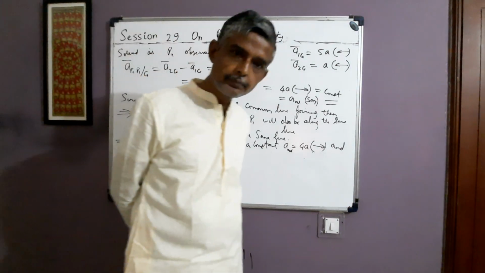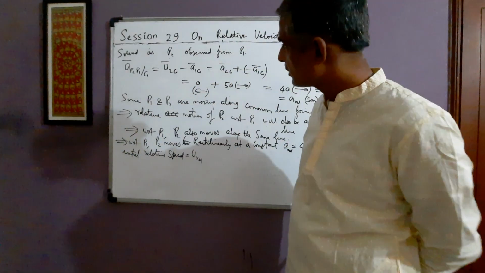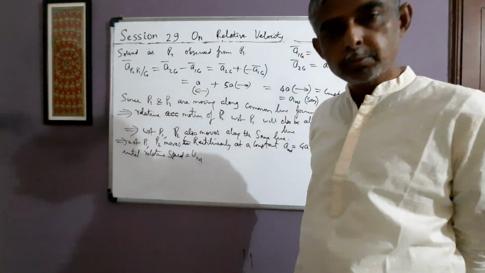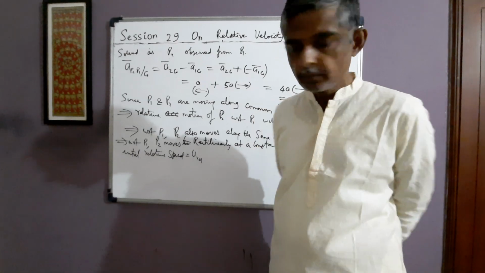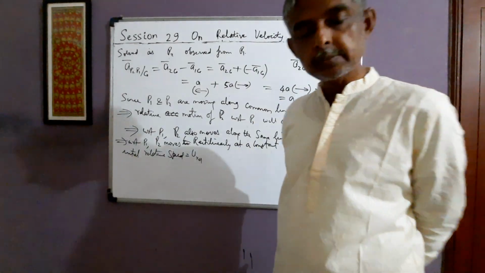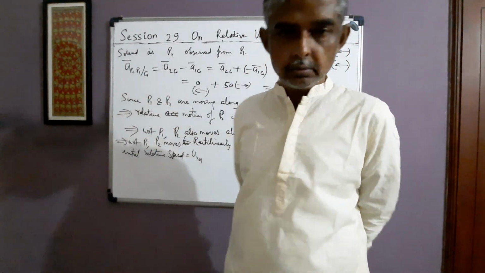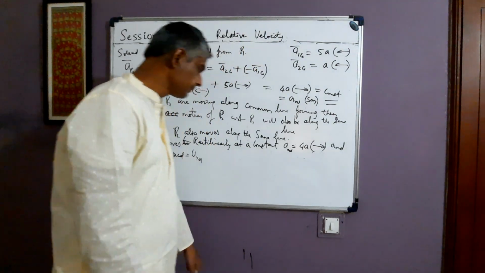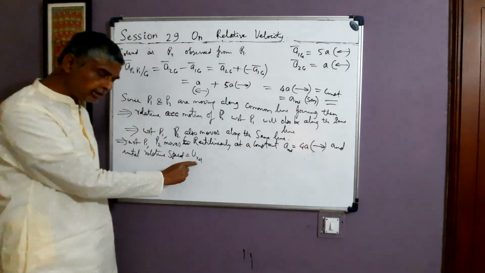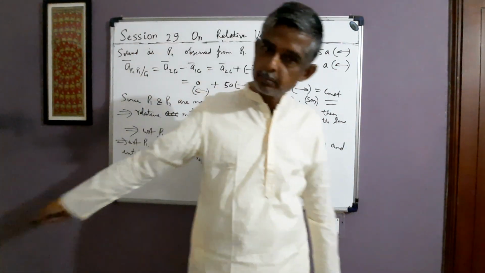Alright. The first observation is that relative acceleration of P2 with respect to P1 in ground frame is constant, 4a rightward. And second observation is that with respect to P1, P2 will move in a straight line at a constant acceleration of 4a, and initial relative speed of u relative. The value of u relative will be different for A, B and C. Fine.